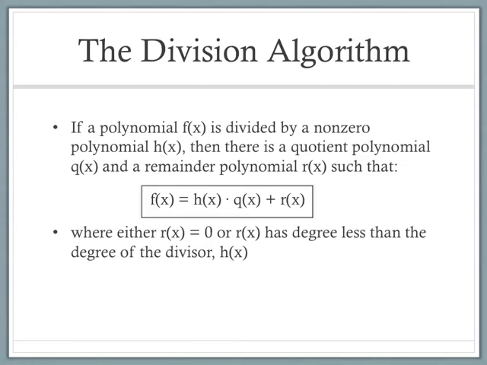Now the r of x having degree less than the degree of the divisor, that's similar to division with numbers. Let's go back to the example with 9 divided by 2. You get a remainder of 1, right? So 9 divided by 2 is 4 with a remainder of 1. Now that remainder is smaller than the number you divided by. We divided by 2. And so same thing when you're working with polynomials, but instead of a numerical value, the degree of that polynomial is going to be less than the degree of the divisor.